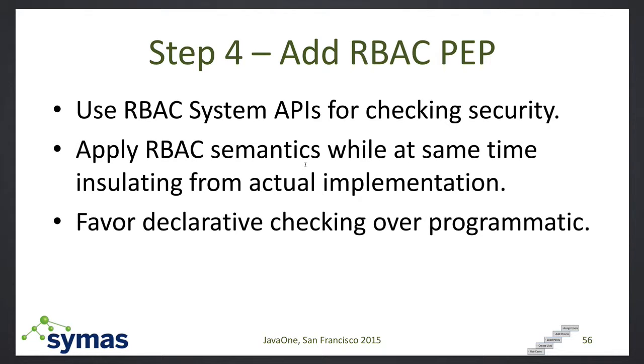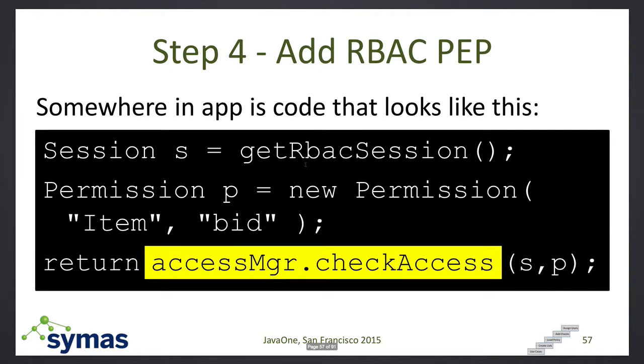And as usual, favor declarative checking over programmatic, and what that means is declarative is programmer unaware. If you can engage the infrastructure to do these checks automatically, try to do that to the extent possible. Keep in mind that as the granularity of the authorization check increases, the likelihood of being able to use declarative checking decreases.